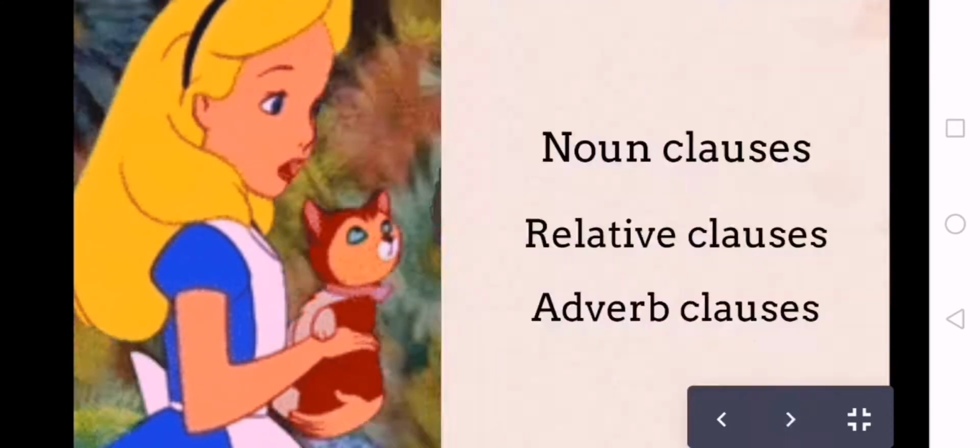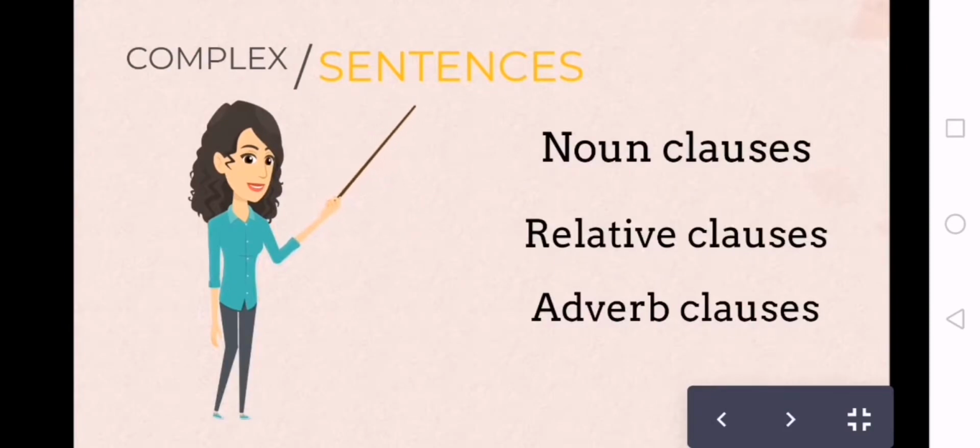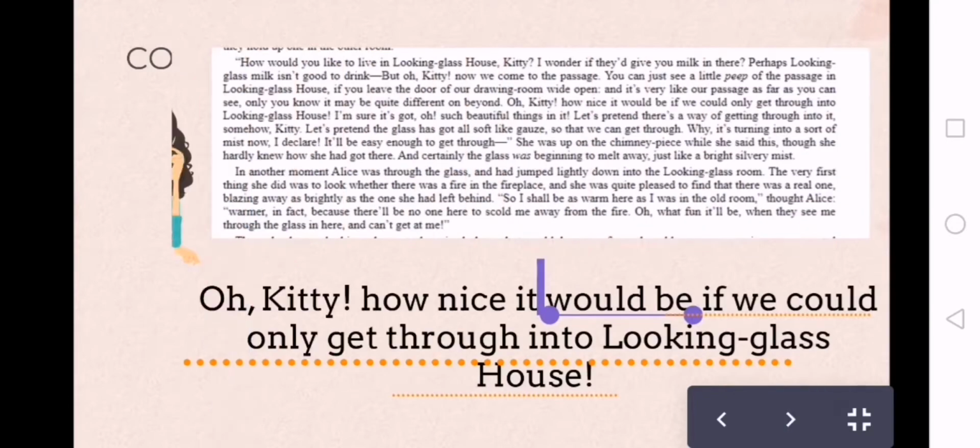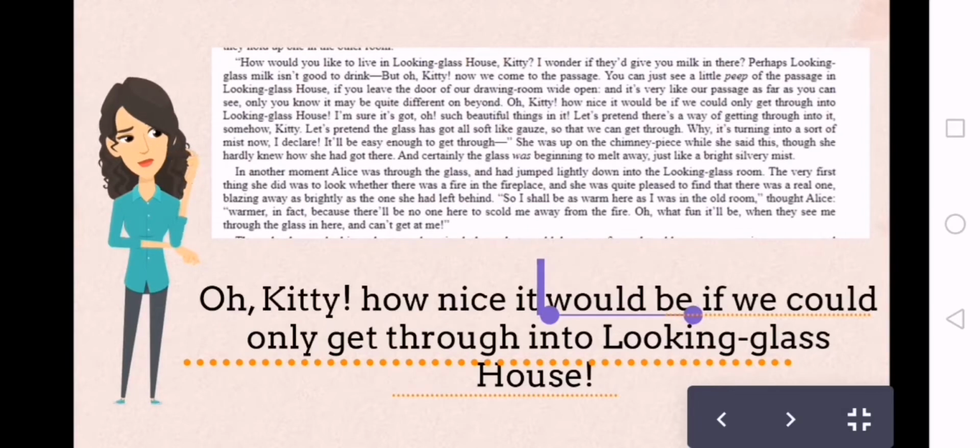That being said, what are complex sentences? We have different types of sentences we can use when we try to communicate with each other, and one of them is this one. For you to know a little bit more about the context of the sentence, I added fragments of the book above the slides. The first sentence is, "Oh Kitty, how nice it would be if we could only get through into Looking Glass House."